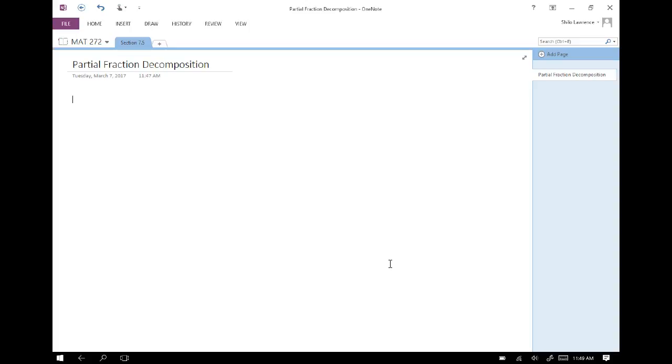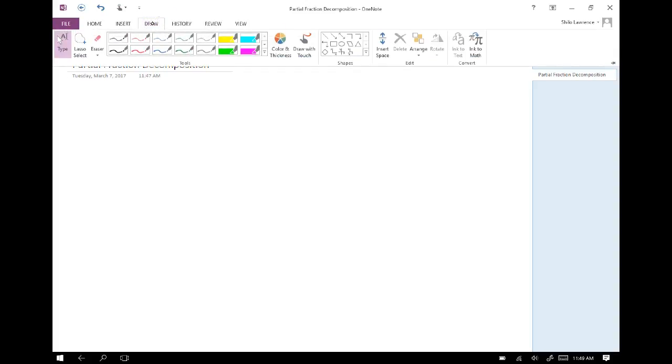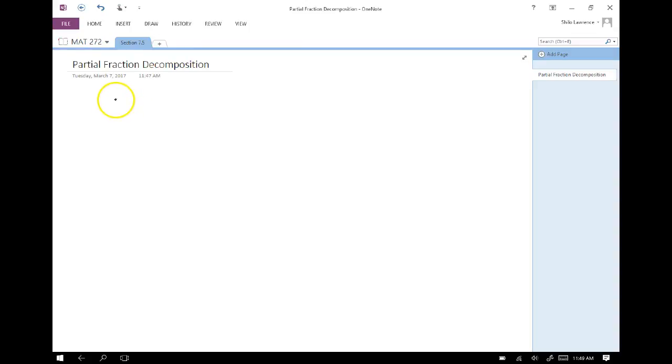So first I'm going to show you what this looks like backwards, because it's actually something that you've done before. Back in a beginning algebra class, somebody would have asked you to add maybe 3x over x minus 2 plus 5 over x plus 1. They would have asked you to add those two fractions together.